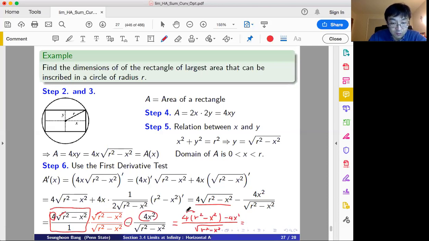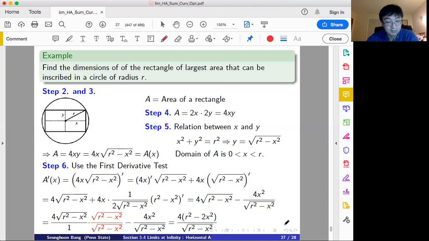So distribute the 4. We have 4r squared minus 4x squared minus 4x squared, which is 8x squared, over the square root of r squared minus x squared. So we have it like this, and factor out 4. So 4 times r squared minus 2x squared over the square root of r squared minus x squared.